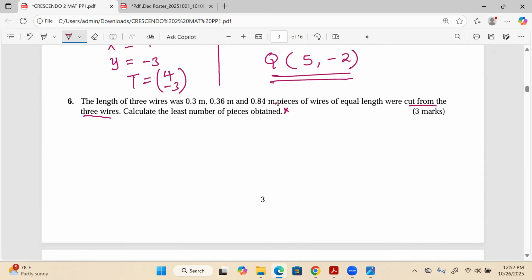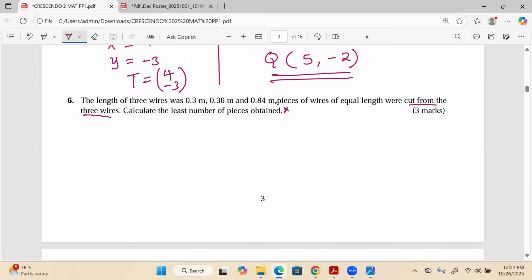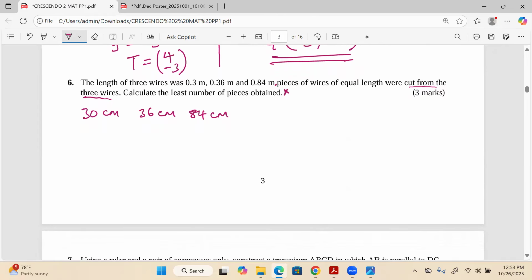First, we are supposed to divide these lengths, and you will allow me to convert them to centimeters so that the lengths of the wires are now whole numbers. So 0.3 becomes 30 centimeters, then 36 centimeters, then 84 centimeters. These wires are going to be divided into equal lengths. So the equal length shall be which one? The equal length shall be the number that can divide 30, 36, and 84 uniformly without a remainder. That means we need the GCD, the greatest divisor that can divide all of them.